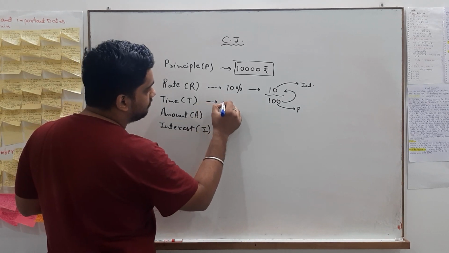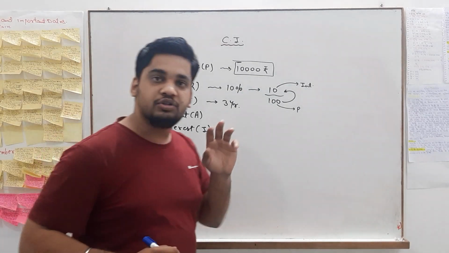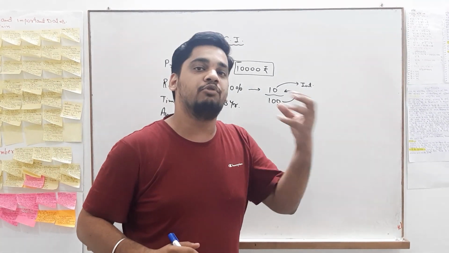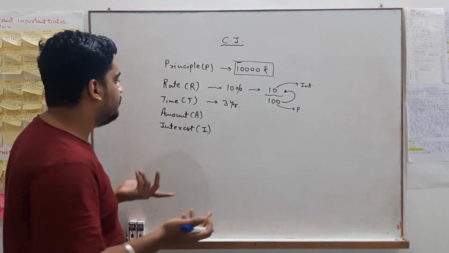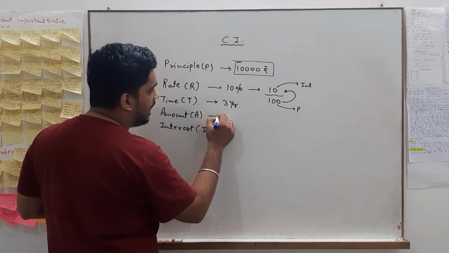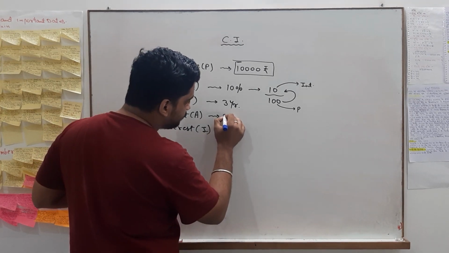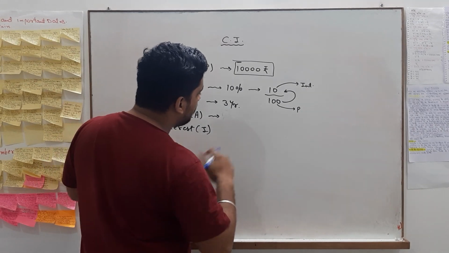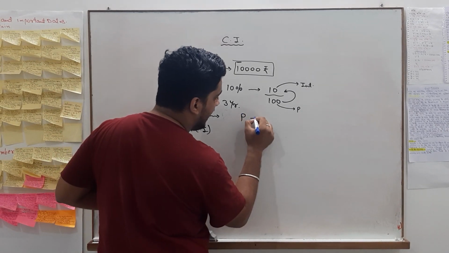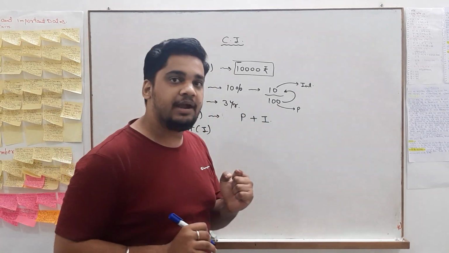Similarly, time. Let us assume that your friend gives you 10,000 rupees for 3 years, that after 3 years you have to pay the total amount to your friend, right? So this is time, which is not that much difficult. Amount. Now, what is the meaning of amount? Amount is what, guys? The sum of principal and interest.